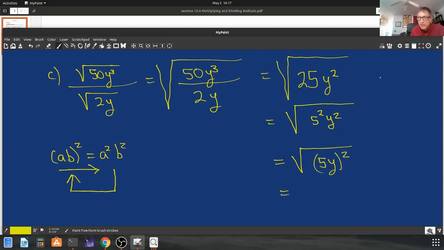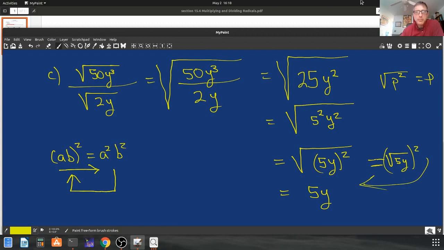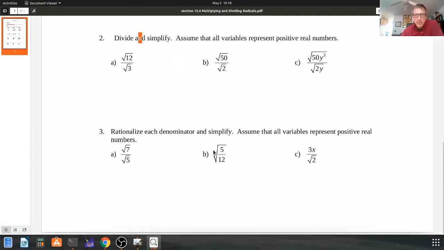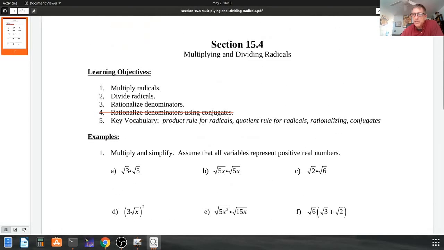And the square root of p squared is equal to p. So here, p in this case is 5y. The square root of 5y squared is 5y. Or if you wanted to, you could even write this as the square root of 5y squared, and you're going to get the exact same result. So let's see what else we have to do. Oh, literally, that's it. So we just finished 15.4.